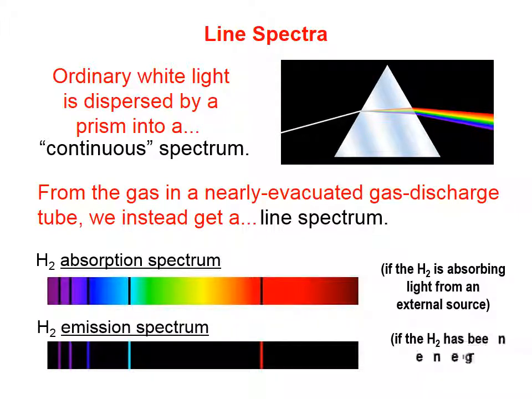On the other hand, an emission spectrum is what we observe when the hydrogen, in this case, has been energized and is emitting light. So if we have some hydrogen gas and we energize it and it emits light, it tends to emit light of those particular frequencies and no other.